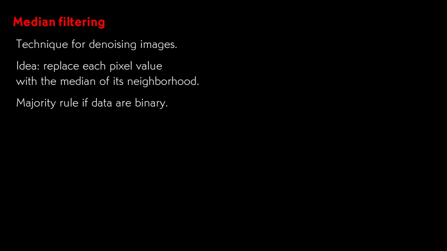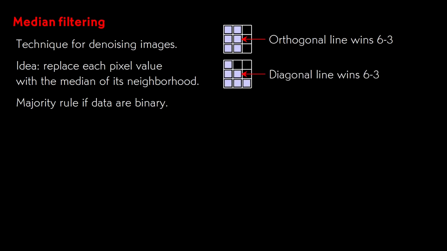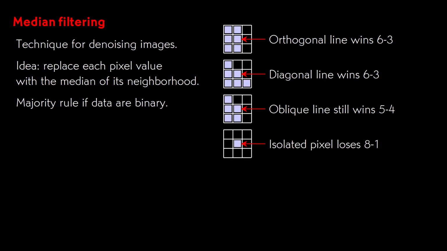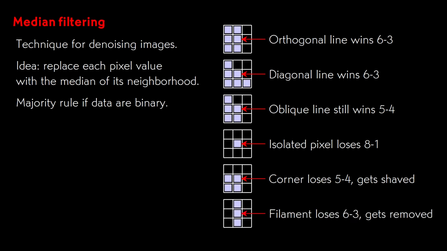Obviously, solid areas of the image are unaffected. The edge of a solid area is also unaffected if it's orthogonal, or even if it's diagonal. Even an oblique line or the edge of a curved area will generally stay the same. But isolated pixels, or clumps up to 2x2, get deleted. Projecting corners, whether vertical or diagonal, get shaved off. And filament-like features, at most 1 pixel wide, get removed as well.